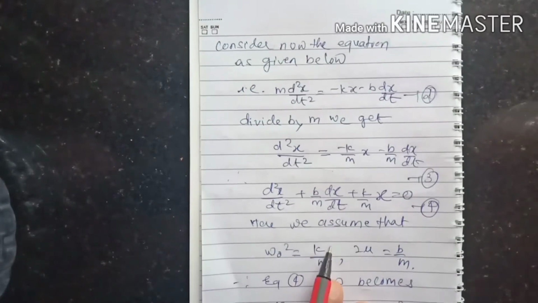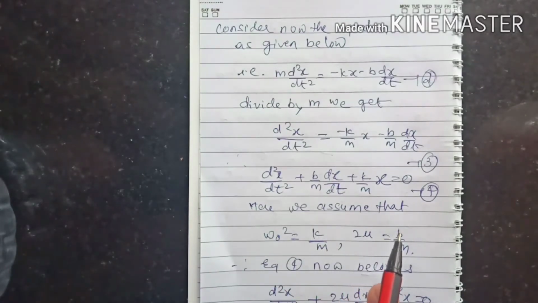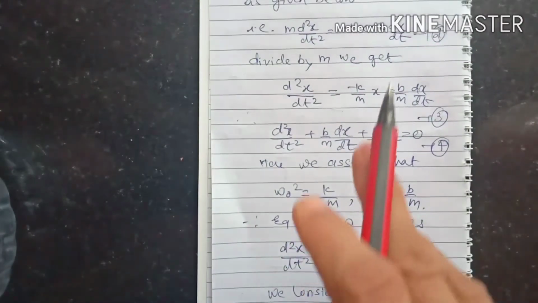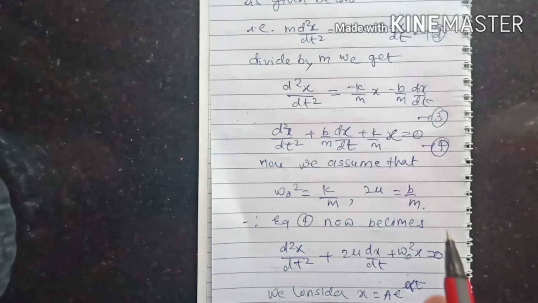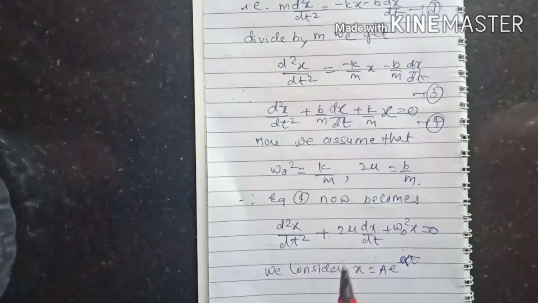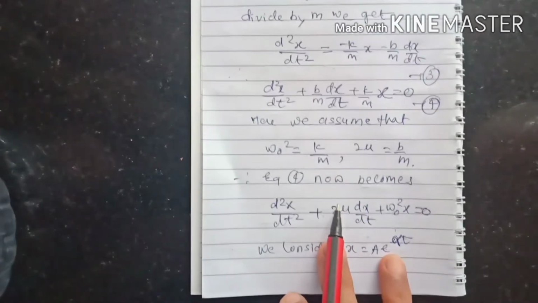Here we assume that omega 0 squared is equal to k upon m and 2 mu is equal to b upon m. Now we will rewrite these equations. So equation 4 now becomes d²x/dt² + 2 mu dx/dt + omega 0² x = 0.